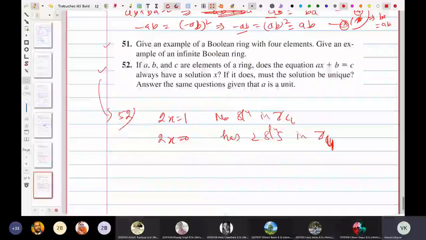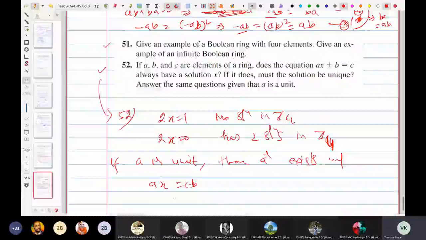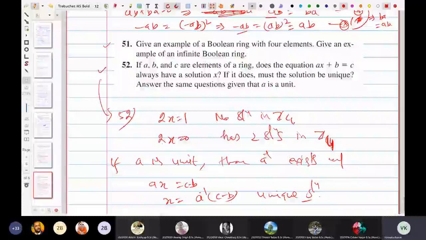Further, they say that if A inverse exists, that is A is a unit, then we can write Ax equals C minus B, and then x equals A inverse times (C minus B). So this is going to be the solution, a unique solution. With this, we have discussed almost every question of this exercise of chapter number 12.